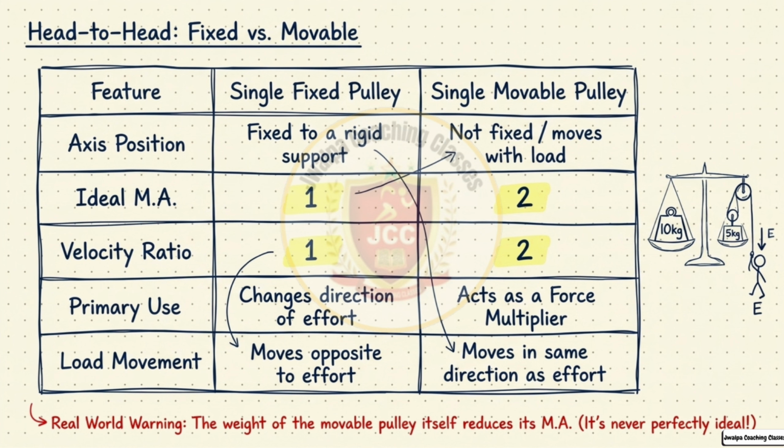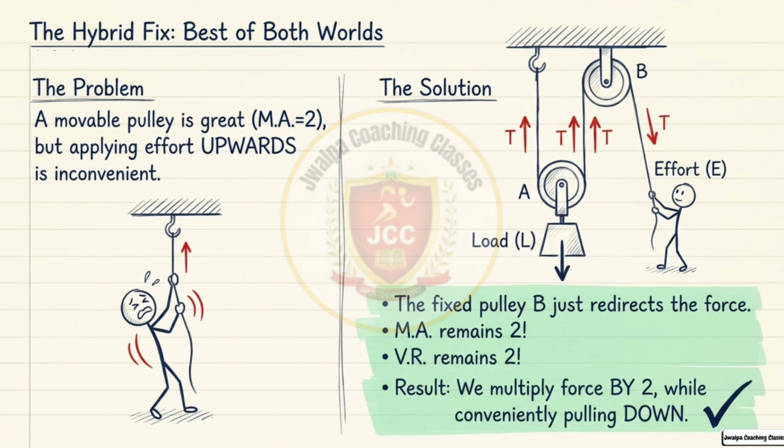Section 3. Combining pulleys, the hybrid. Okay, so the crucial point here is addressing a pretty major core problem. A movable pulley is awesome because its MA is 2, but applying effort upwards is incredibly awkward and inconvenient. Just imagine trying to pull up a massive heavy box while standing directly above it. Not fun, right? The solution?